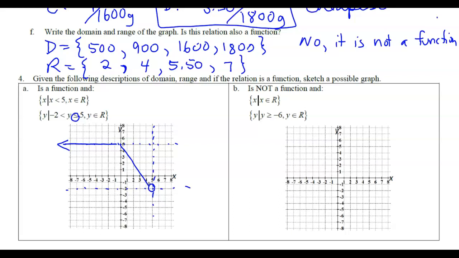So that says it's a function, okay, and it works. I've got a function there. But the next one says I want to do something that's not a function. So that means I have to have, in some vertical line somewhere, 2 points or more than 2 points, right? So this says x can be anything. So I'm just going to remind myself that it's going to go both directions. And then y is greater than or equal to -6. So again, I'm going to help myself out here with a dotted line.